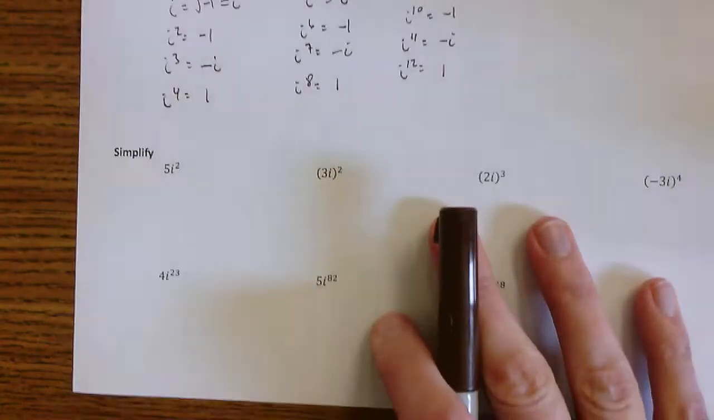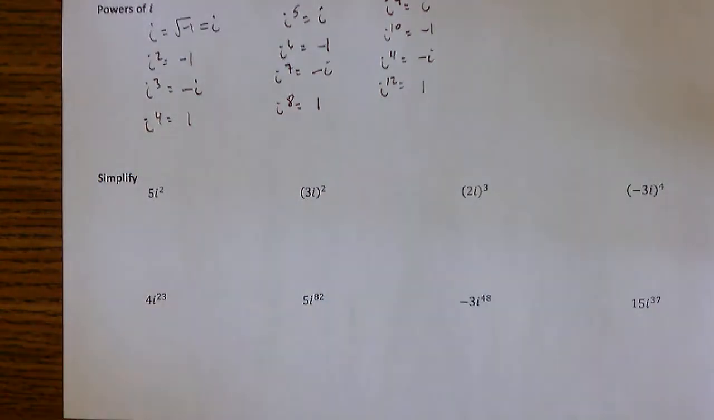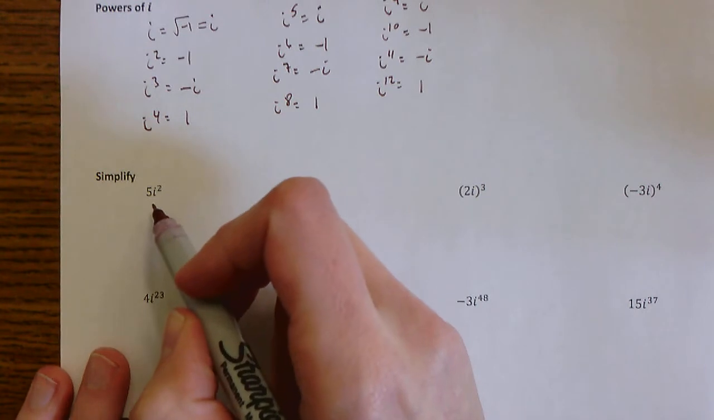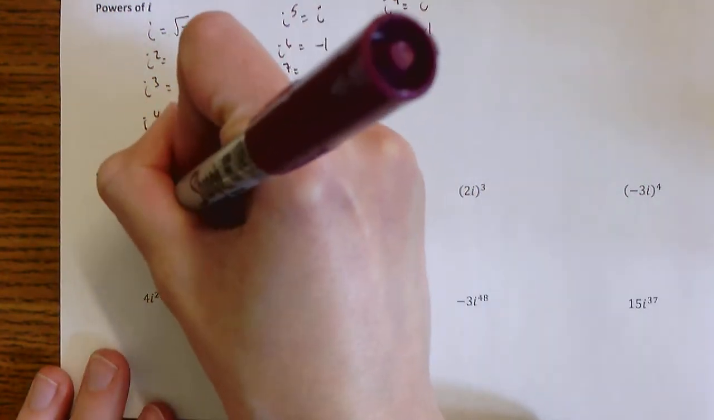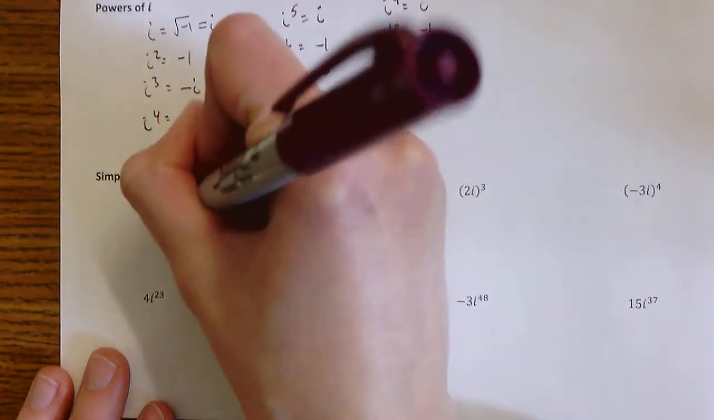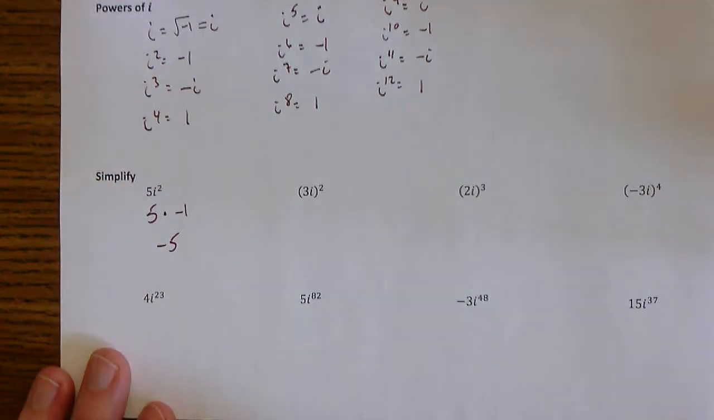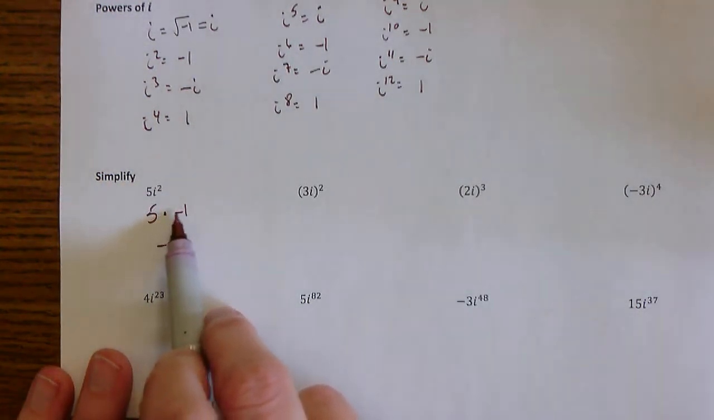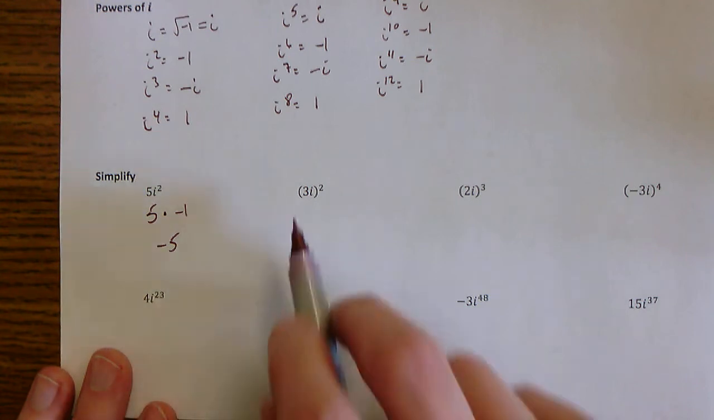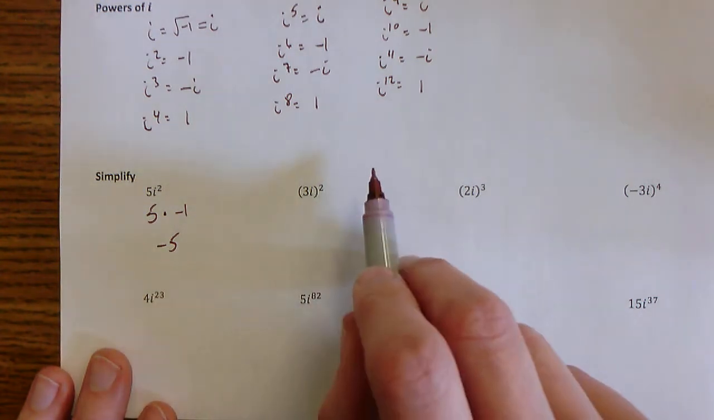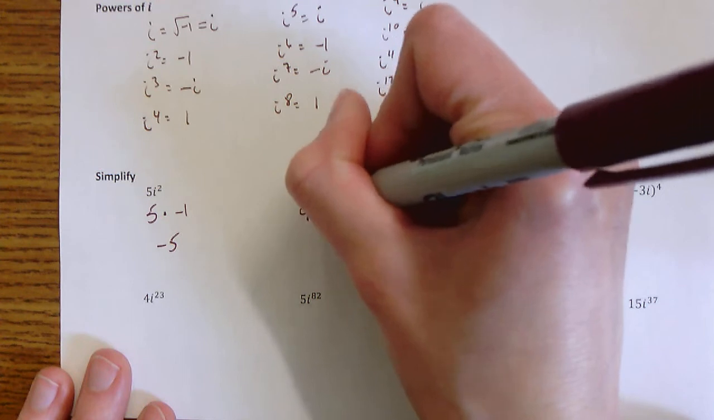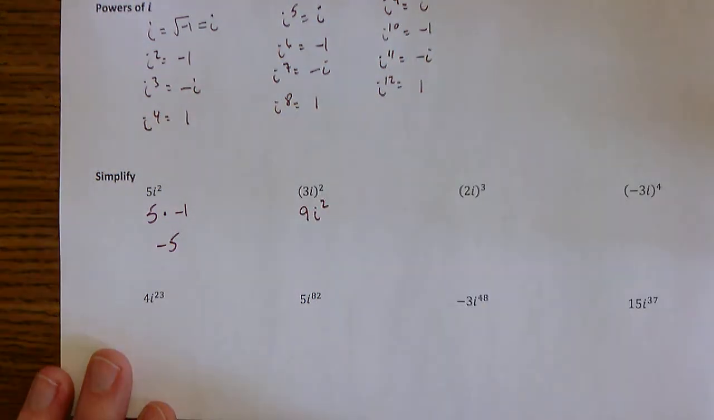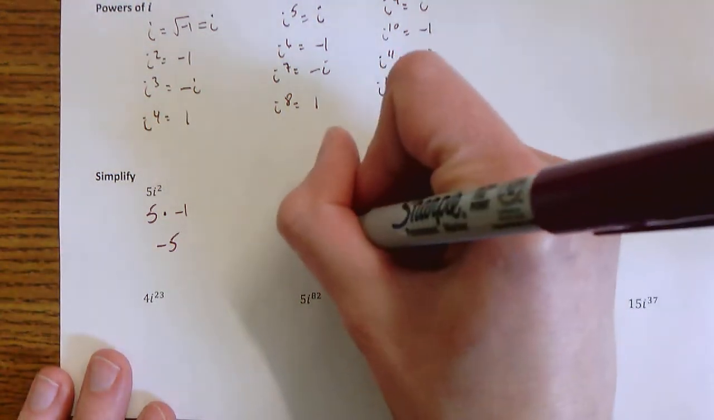So when we look at these problems down here and we're trying to figure out what do these simplify to, all that we need to do is figure out, well, where in the cycle am I? So these first ones here are pretty straightforward. They're actually in our list. 5i squared. So you just need to know that that means 5 times i squared, which is negative 1. So that's negative 5. Again, I wouldn't expect you to write this out. You can jump right to that answer. This guy here, 3i squared. Well, 3 times 3 is 9. So that's 9i squared. i squared is negative 1. So that's negative 9.